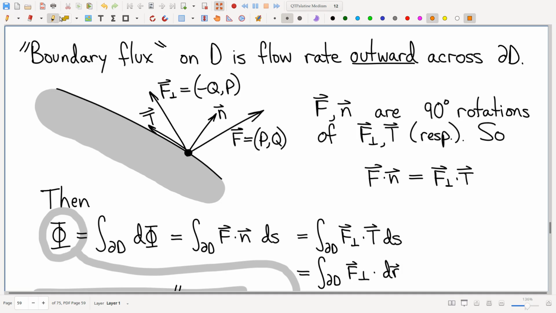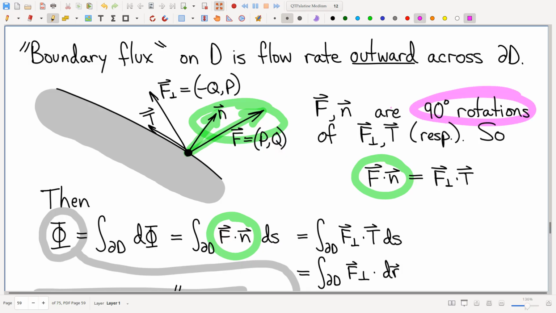Let me color code this. So we've got F dot N. We've got our vector field, and there's our normal vector. We're interested in that dot product, F dot N. Here's the clever observation. If I were to take both of these vectors and rotate them both 90 degrees counterclockwise, notice my normal vector turns into my tangent vector. Isn't that nice?